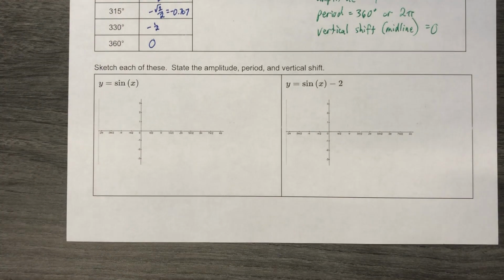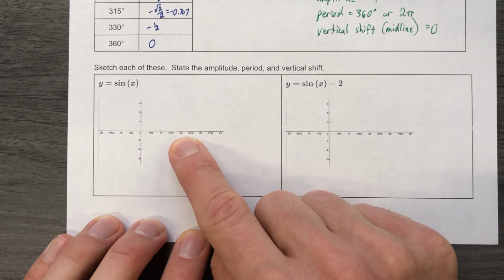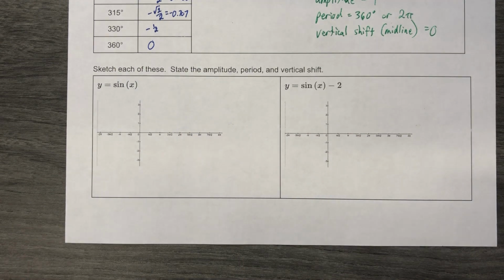Okay, we're going to sketch each of these, and we're going to state the amplitude, the period, and the vertical shift. And you can totally type this into whatever graphing utility you want to use. Desmos online, you can use a graphing calculator, and just make sure you're in the correct mode. This graph is, notice, look closely, it is not in degrees, it's in radians. So pi over 2, pi, 3 pi over 2, 2 pi, all of this is in radians.